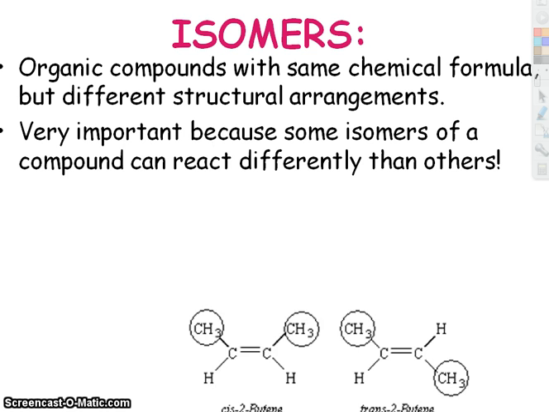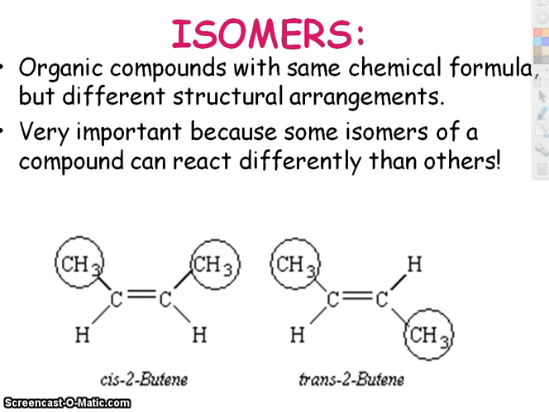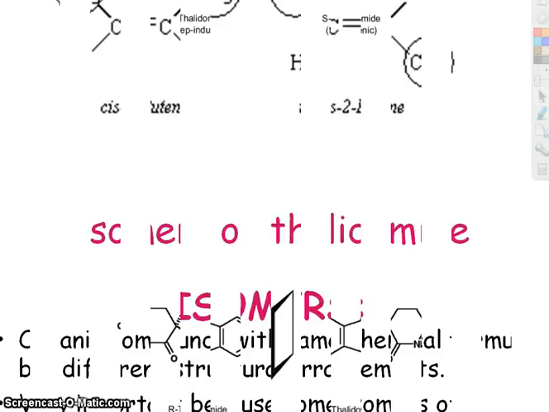And so here's a very good example. Well, this is not a very good example. This is just 2 isomers. It's hard to really see how they're isomers of each other, but basically they're three-dimensionally arranged differently. But here's a practical application of it.